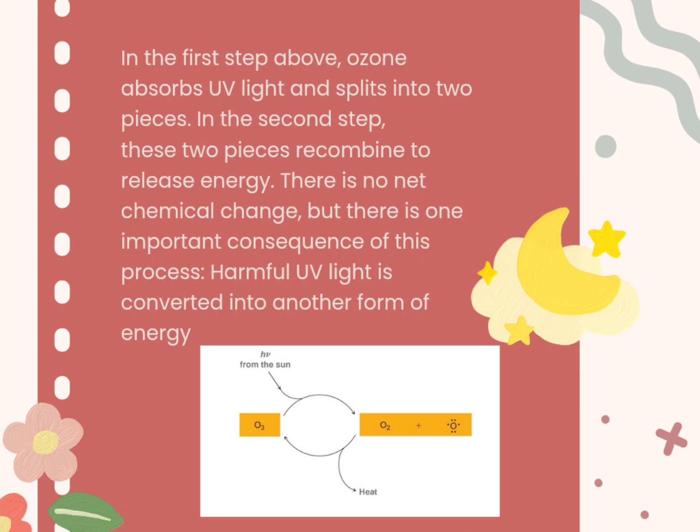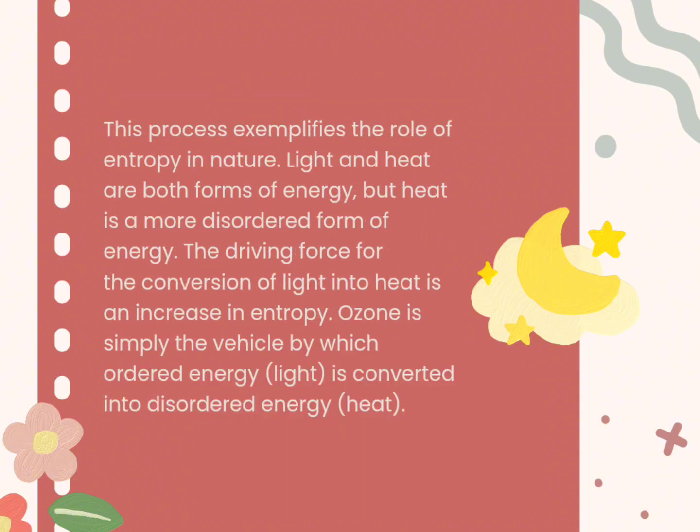In the first step above, ozone absorbs UV light and splits into two pieces. In the second step, these two pieces combine to release energy. There is no net chemical change, but there is one important consequence of this process. Harmful UV light is converted into another form of energy.